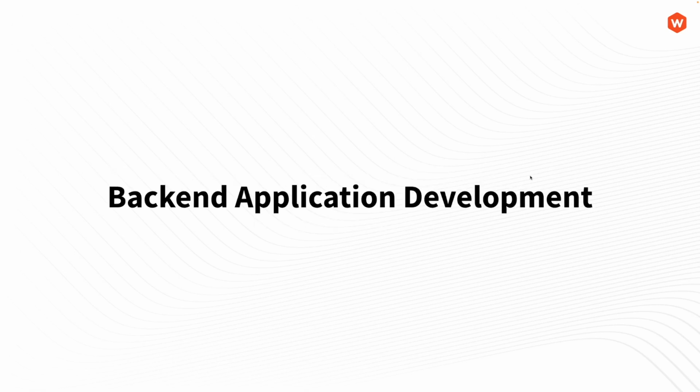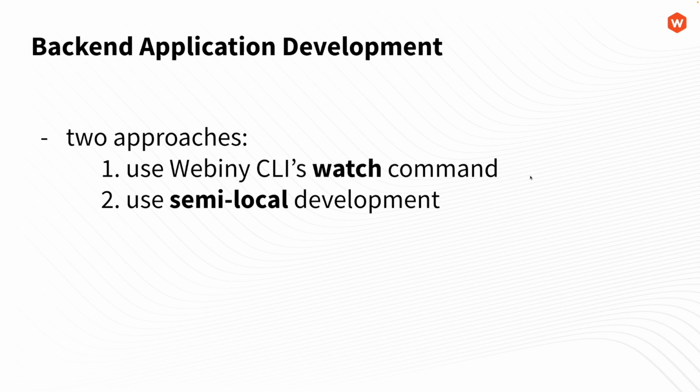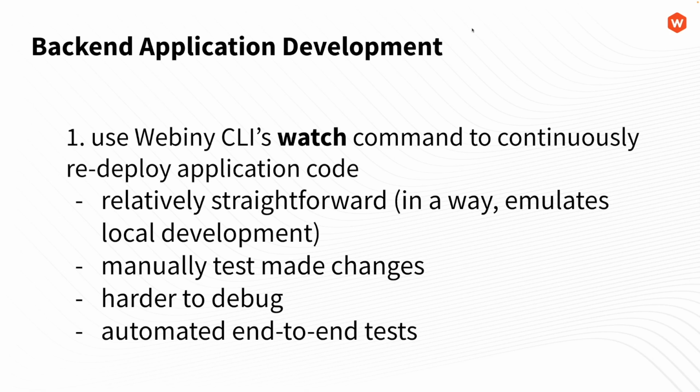When it comes to backend application development, we are talking about 2 approaches. So we either use Webiny CLI's watch command, or we use something called semi-local development. The first approach is to use Webiny CLI's watch command, which enables us to continuously build our application code as we're making changes to it and redeploy it into the cloud. And this approach is relatively straightforward because in a way it does emulate local development. As a quick example, let's imagine we are working on a custom GraphQL mutation. So we would do some code changes. Those code changes would get rebuilt and automatically deployed into our cloud.